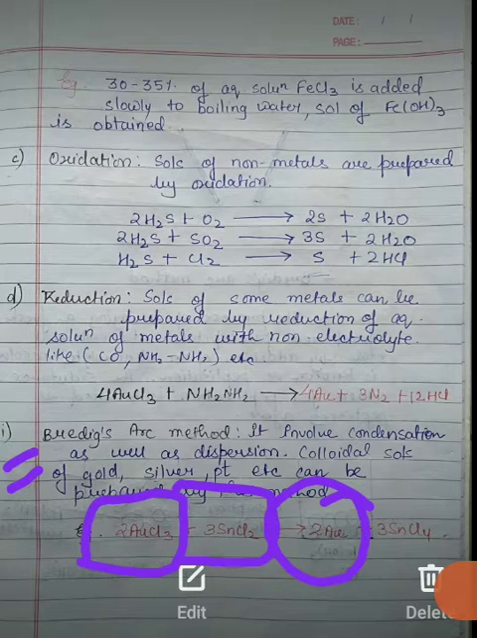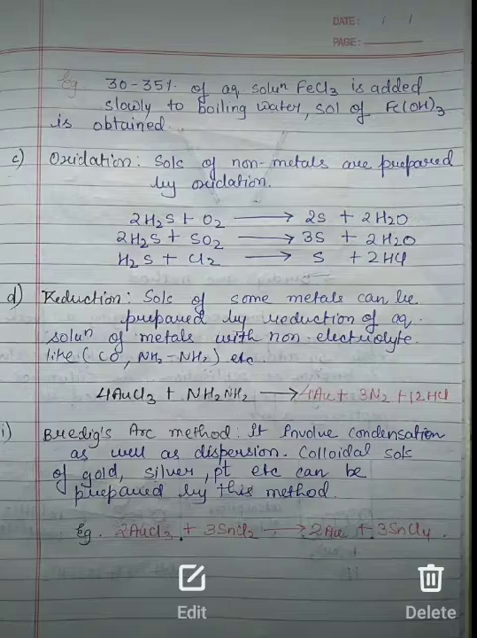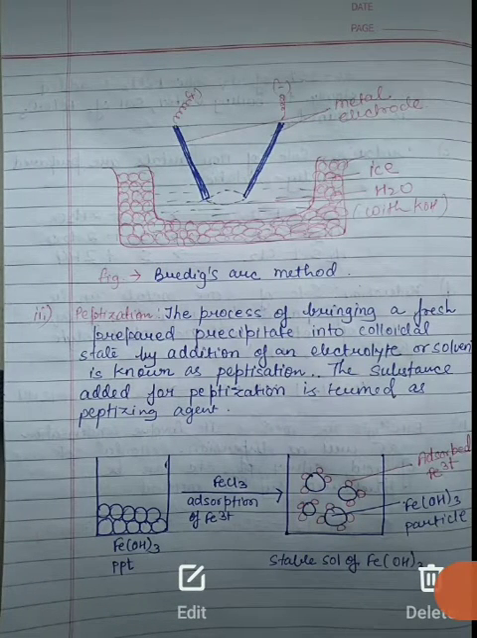Now students, let's talk about our main point, that is Bredig's arc method. You can see this figure. This is the figure of Bredig's arc method. Students, this method is simply a mixture of two processes. Here there occurs dispersion as well as condensation. Firstly dispersion will be seen, followed by the condensation process.